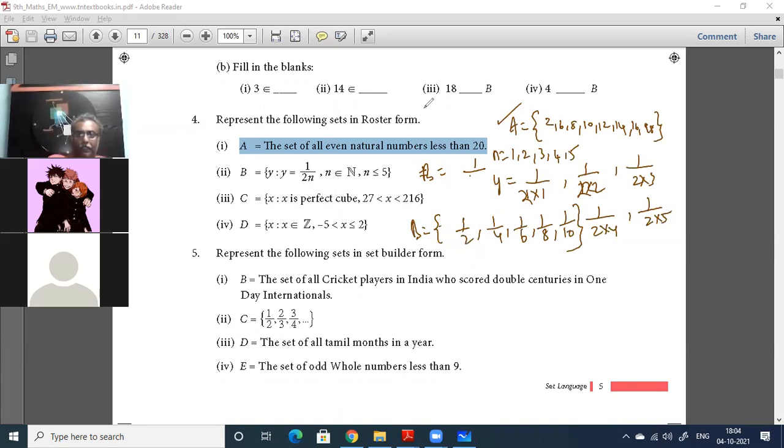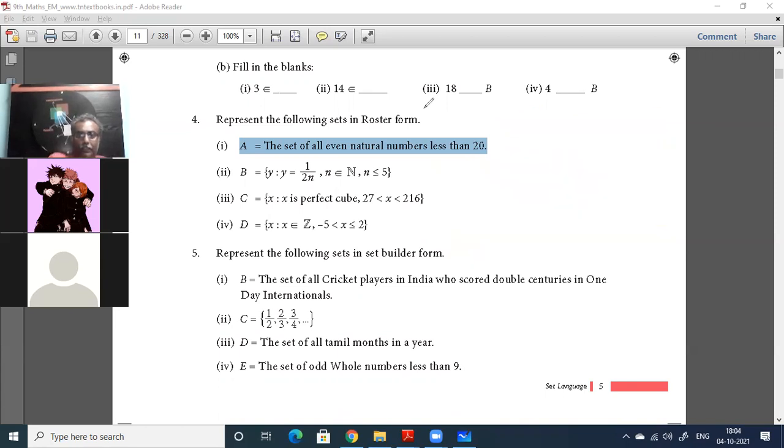One minute, I'll just wipe this all out. Third one. C. What is C? X is a perfect cube. But it's greater than 27, less than 216. What is 27 a cube of? 3 cubed. Okay, what is 216 a cube of?